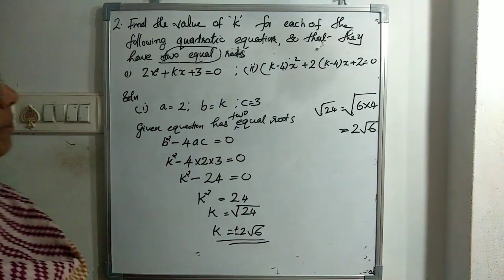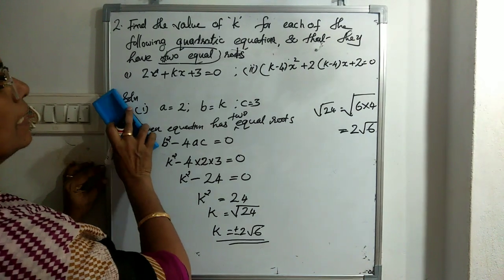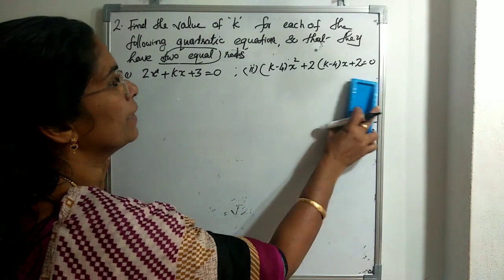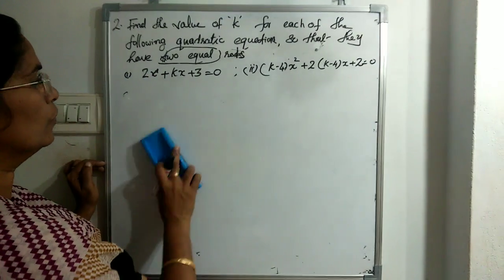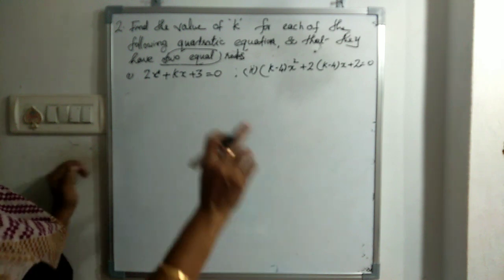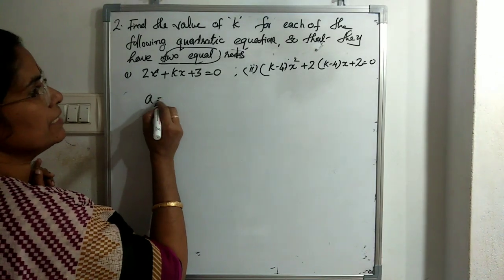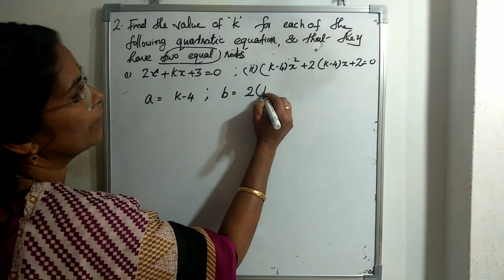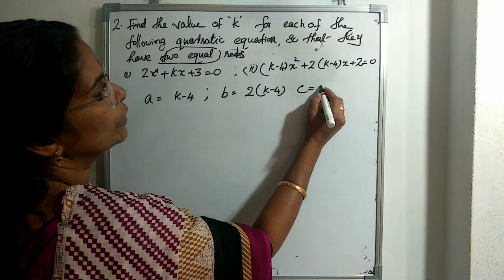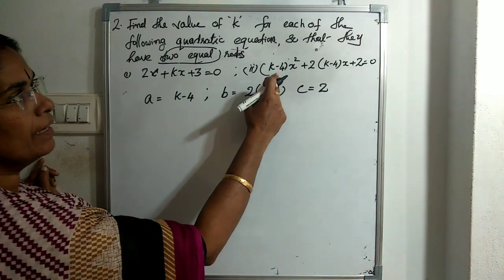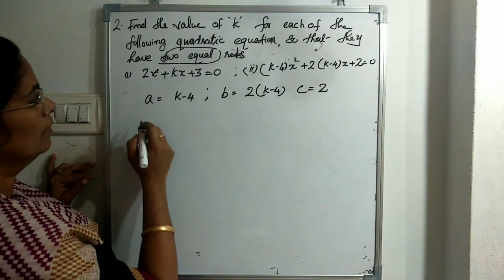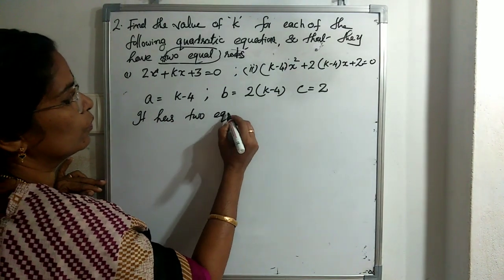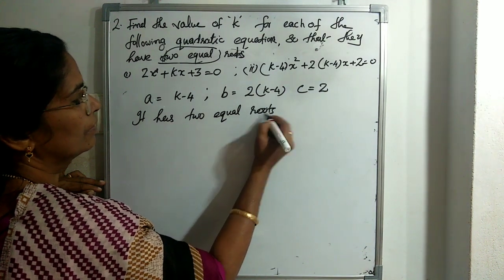What is that question? That is (k minus 4)x square plus 2 into (k minus 4)x plus 2 equal to 0. Look here now. Here a is equal to k minus 4, b is equal to 2 into (k minus 4), and c is equal to 2. Clear? a, b and c. It has 2 equal roots. That is given.